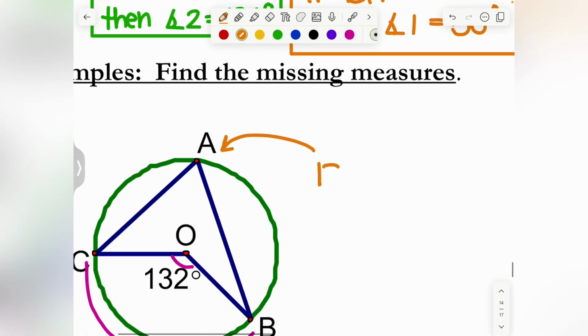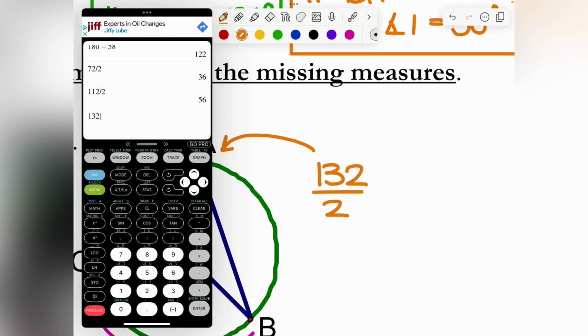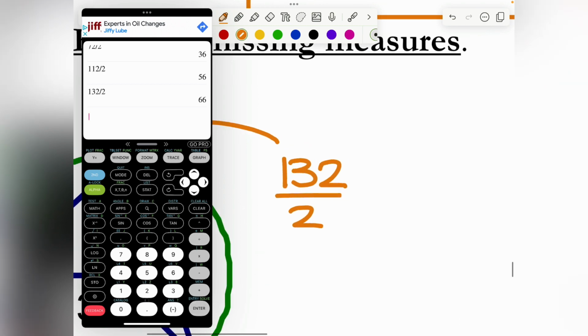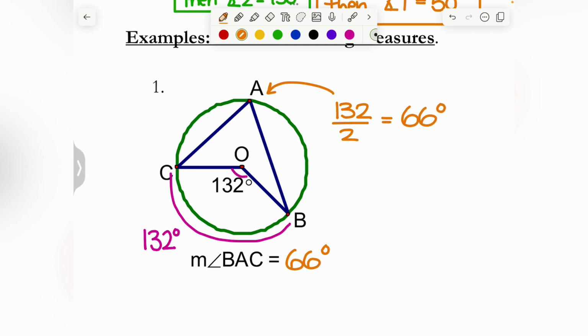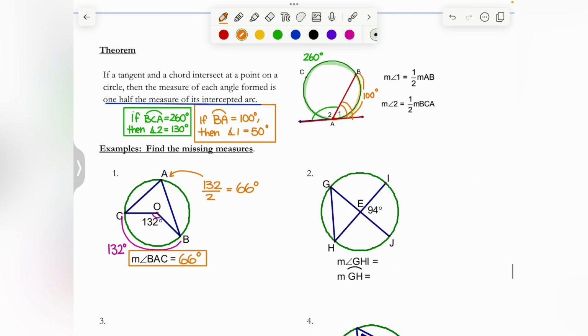So we're going to take 132 and divide that by 2, and I always like to show my work in my calculator, even though a lot of us can do this in our heads. But that's all that's happening, I'm just dividing by 2. I'm using the fact that a central angle is equal to the intercepted arc. The inscribed angle is half of that arc. Now let's see the next one.